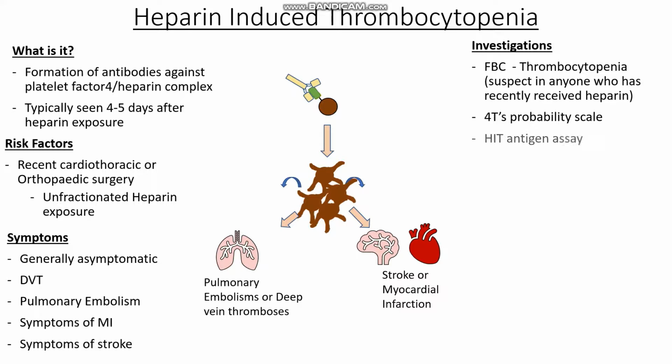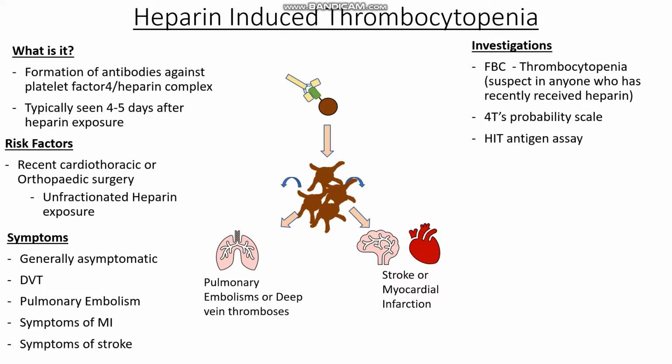Another thing that we can test for is something known as an HIT antigen assay. Now, this name is somewhat misleading because we're not actually looking for the antigen. What we're actually looking for is an antibody. So essentially, in this test kit, we have the platelet factor 4 and heparin complexes stuck to the side of the test tube. As we add in the patient's serum, we see if there is a strong antibody response towards it. Now, this test is quite sensitive, as it picks up about 90% of people who have these antibodies against the platelet factor 4 heparin complexes.